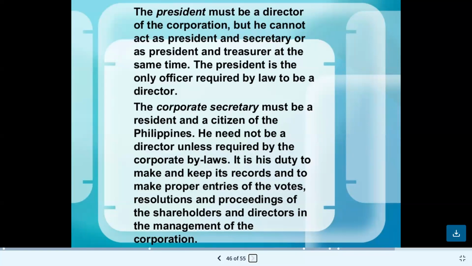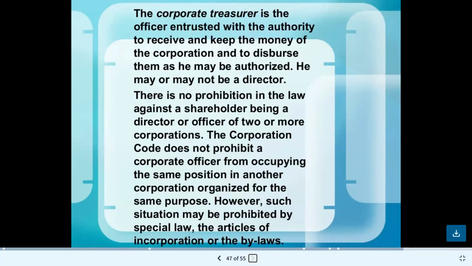And the corporate secretary must be a resident and a citizen of the Philippines. So this is the requirement for a corporate secretary. He need not be a director unless required by corporate law. And then as to the corporate treasurer, this is the officer entrusted with the authority to receive and keep the money of the corporation and to disburse it as he may be authorized. He may or may not be a director. It is not a requirement in the Corporation Code.